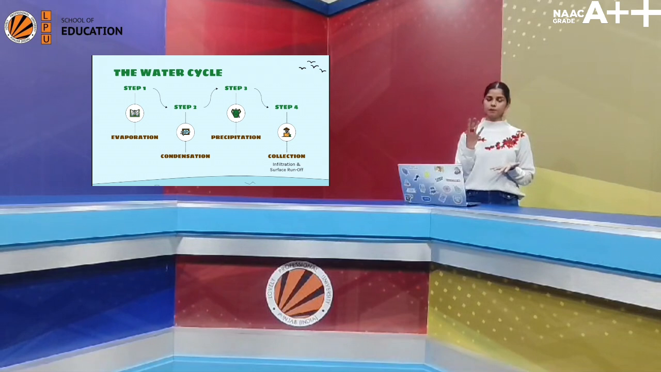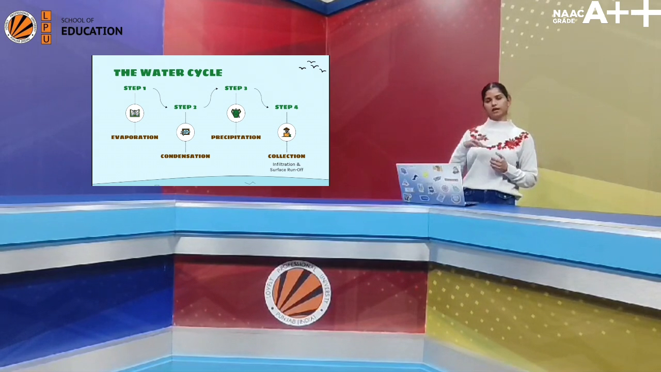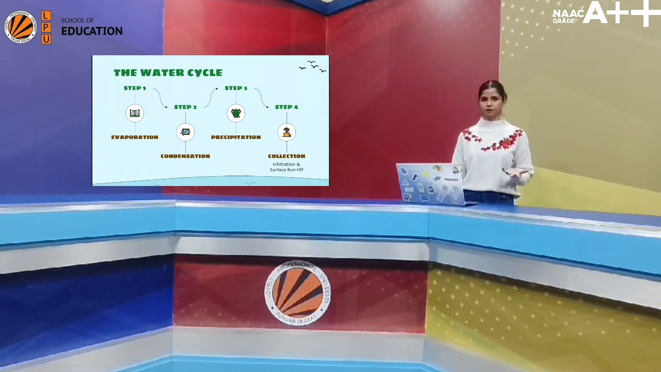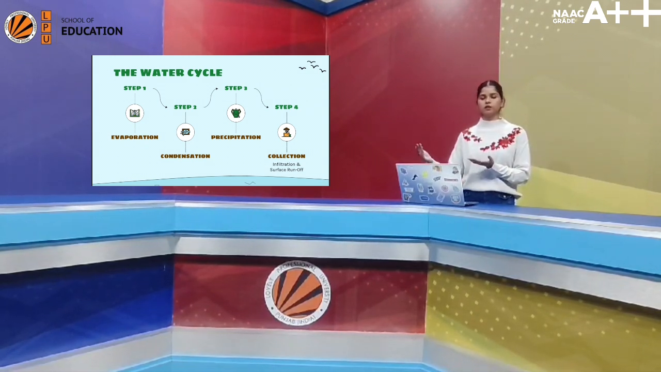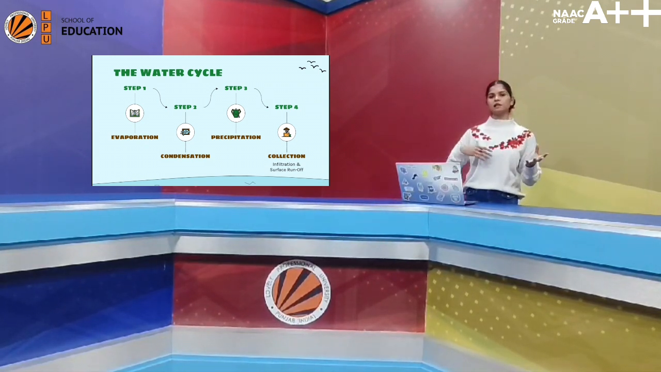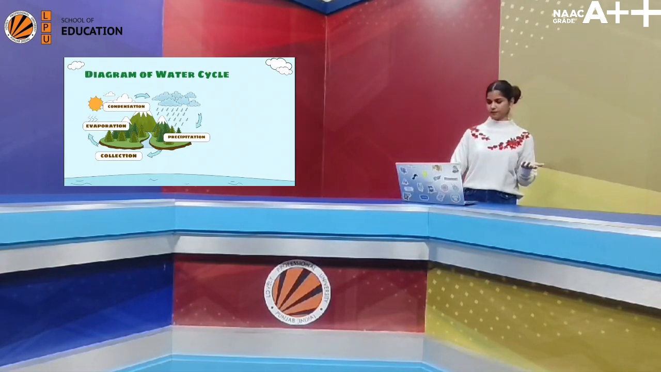Now the fourth step, which is often misplaced in textbooks and such, is collection, which includes two things: infiltration and surface runoff. Infiltration means the water that seeps through the soil, and surface runoff is just rainwater that flows on the surface and joins larger water bodies like ponds, lakes, or maybe even oceans.